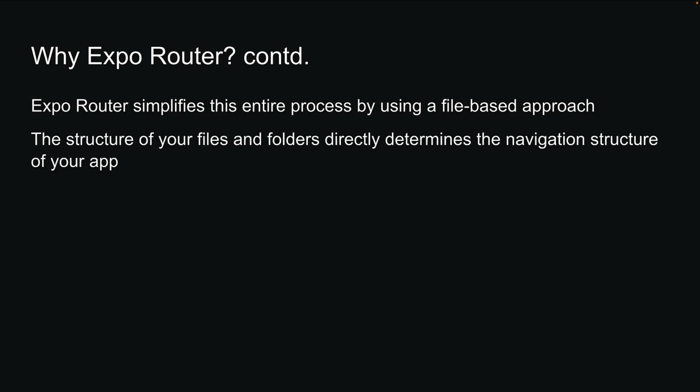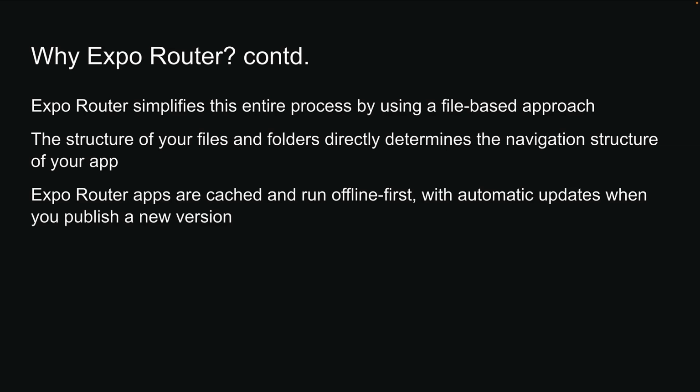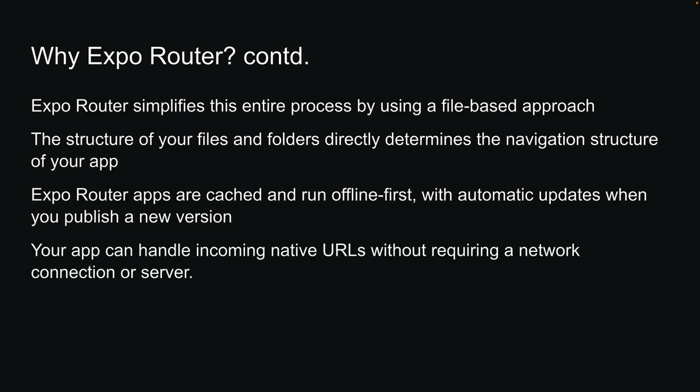This means that the structure of your files and folders directly determines the navigation structure of your application. No manual configuration required. What's more, Expo Router apps are cached and run offline first, with automatic updates when you publish a new version. This means your app can handle incoming native URLs without requiring a network connection or server.